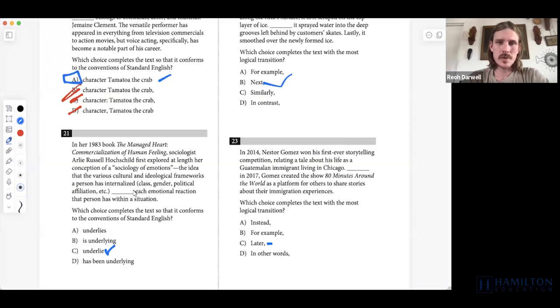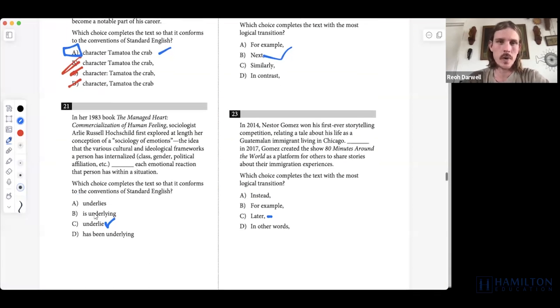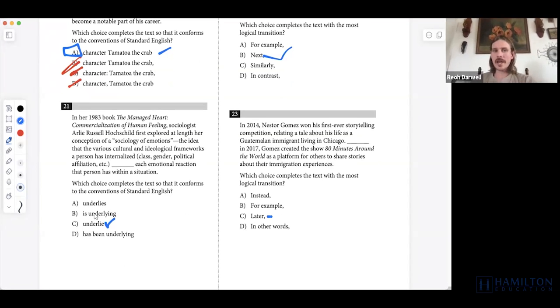Question 21 of Module 2 is definitely one of the harder questions we'll see on a SAT grammar. This is pretty tricky, and it's the final question in the sequence, which makes sense. So in her 1983 book, The Managed Heart, sociologist Arlie Russell Hochschild first explored at length her conception of a sociology of emotions.